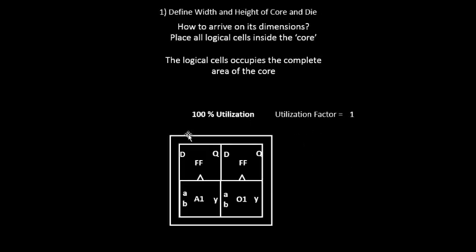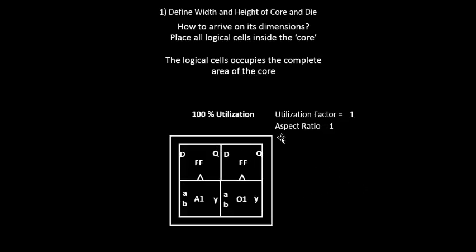Let's try to explain one more concept with the same example. You have the concept of aspect ratio. The definition of aspect ratio is height by width. In this case, the height of this particular core is 2 unit, the width is 2 unit, so the aspect ratio comes to be 1. Whenever the aspect ratio is 1, it signifies that the chip is square shaped. Whenever your aspect ratio is 0.5 or some other number other than 1, it signifies that your chip is basically a rectangle shape.